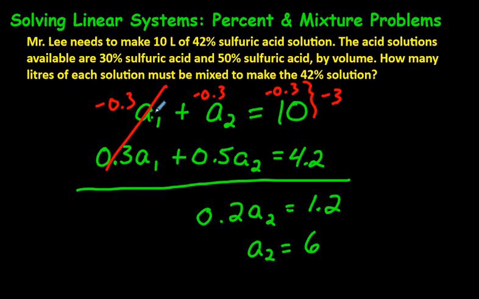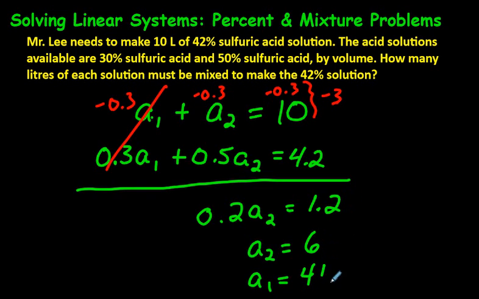How many liters do we need of the first solution to make 10 liters? Well, that's nice. We know that 6 plus 4 would make 10. So we now know how much solution we need of each one. By how many liters of each solution must be mixed? Okay, well we have the answer.